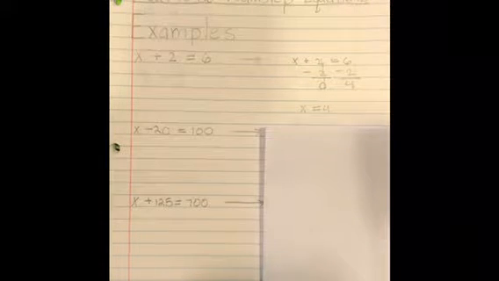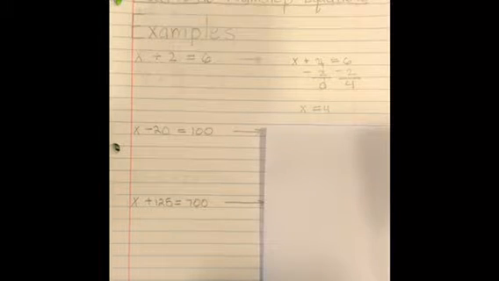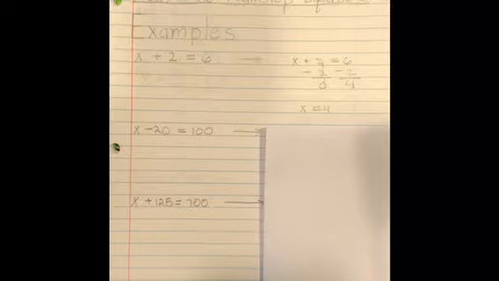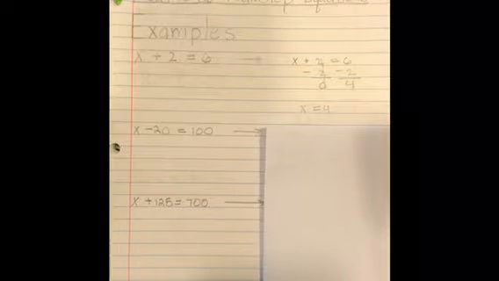Now, pretty much what I did was, 2 is a positive number, so if you want to get it to 0, you have to subtract it with a negative number. Think of it like that. Positive 2 minus 2 will equal 0. 6 minus 2 equals 4. 4 equals x. And if you put it in, you'll get 4 plus 2 equals 6.